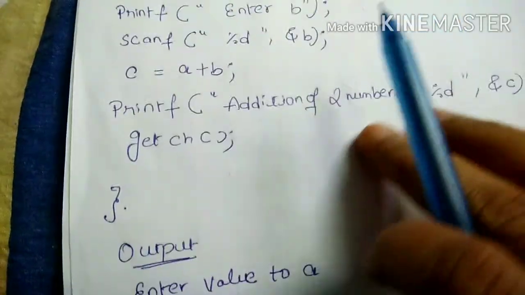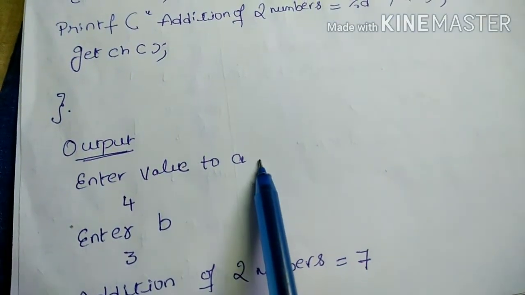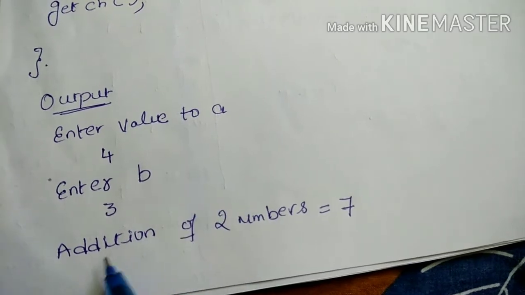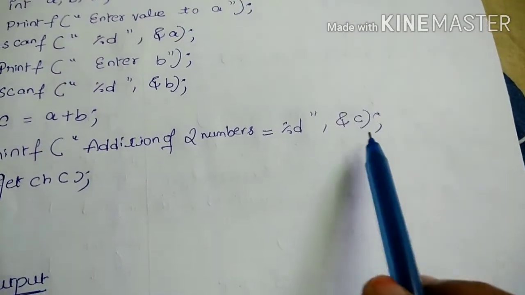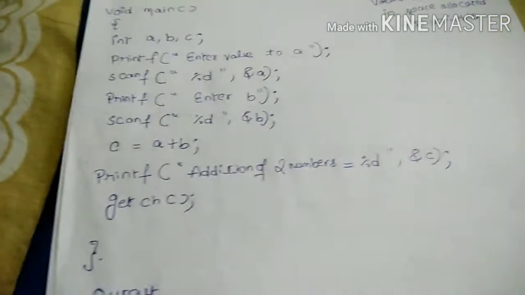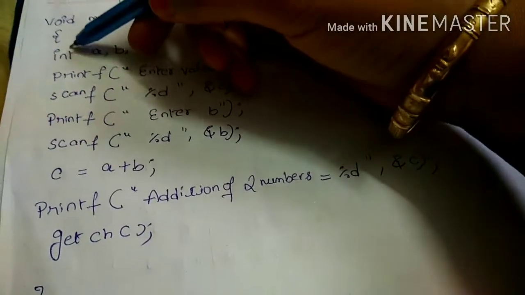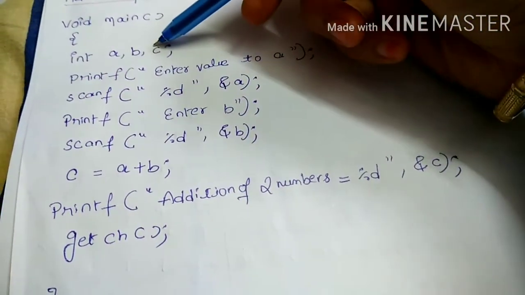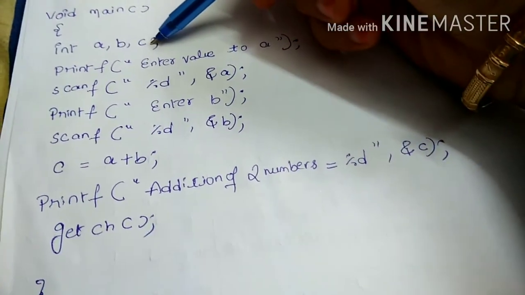Get the characters onto the screen. Enter the value for a. Press Control F9, enter the value 4, and next enter the value for b, 3. Addition of two numbers is equal to 7. That means c contains the value 7. In this way we have taken the integer data type. How many variables are there? a, b, and c, three variables. a and b are input variables and c is an output variable.